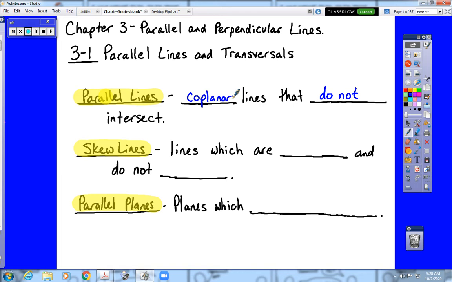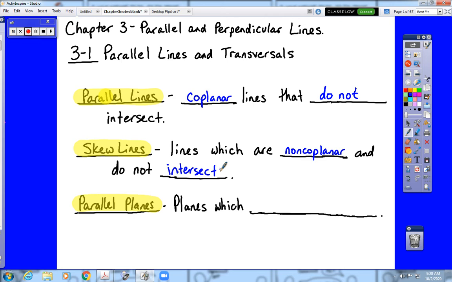Now, there are other ways, other than being contained in a plane, that 2 lines could not intersect. That is where skew comes in. Skew lines are lines which are non-coplanar and do not intersect. So these would be in 3 dimensions. There are examples that we will see here in a minute of lines that will never intersect but are not in the same plane. So they are clearly not parallel.